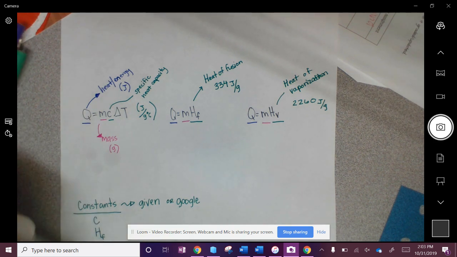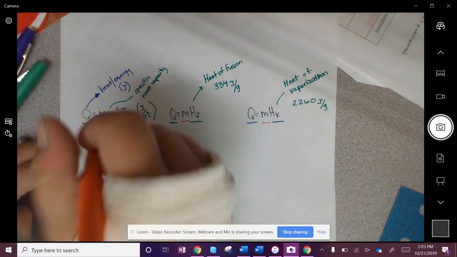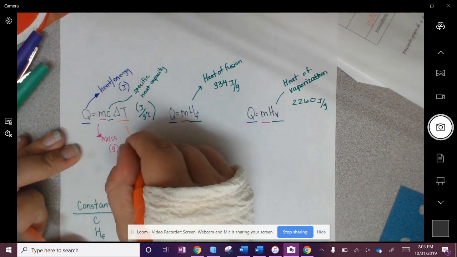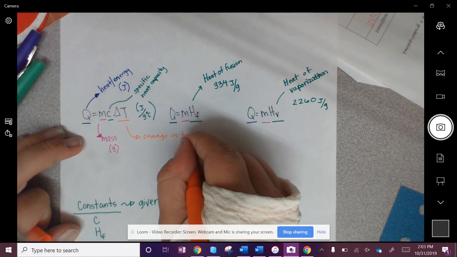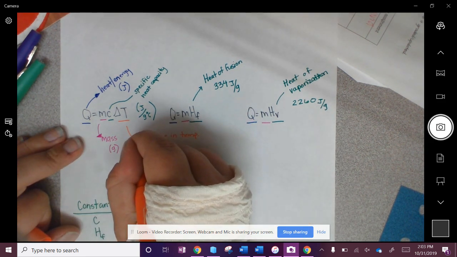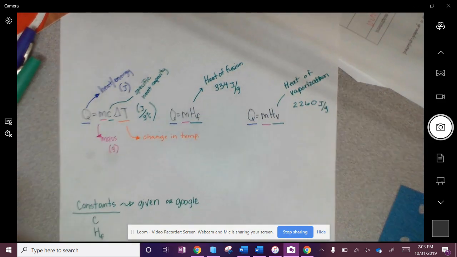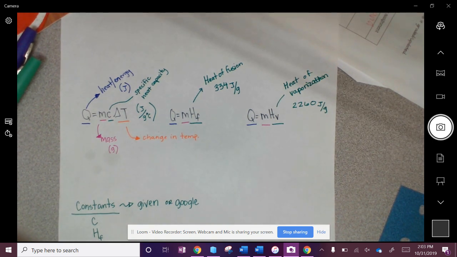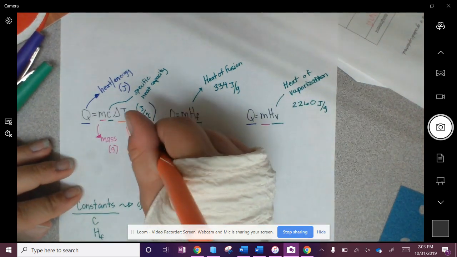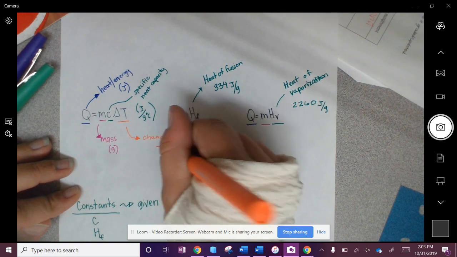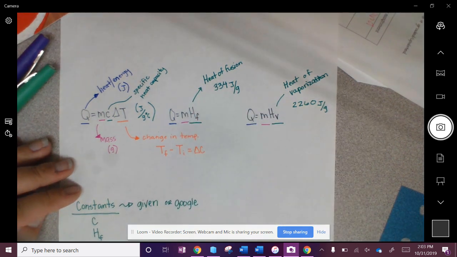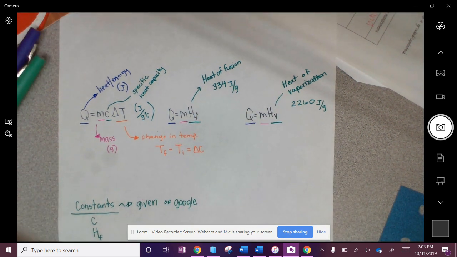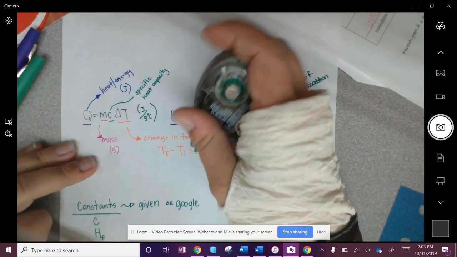And then the only thing here now that we haven't talked about is the delta T. And the delta T represents the change in temperature. And this is really important because it's not always going to say the temperature change was this many degrees. A lot of times it's going to be like, we started at this temperature and we ended at this temperature. So we have to know how to calculate the delta T. And to calculate it, it's always the final minus the initial. And that's going to give us our change.